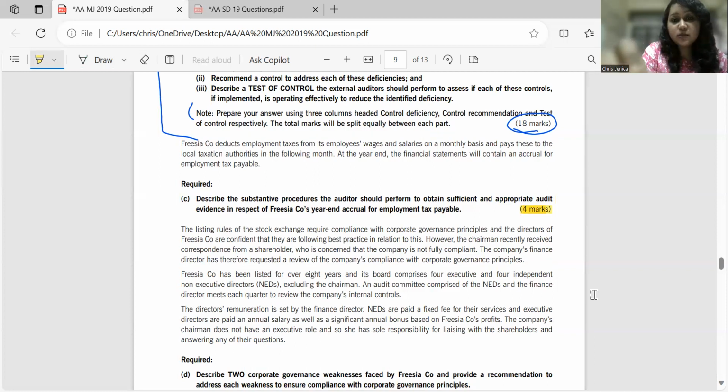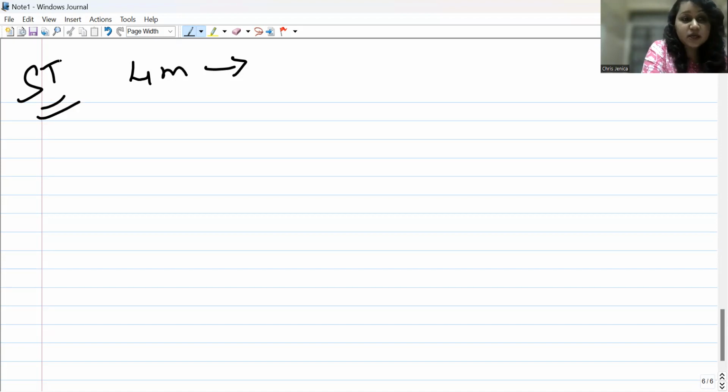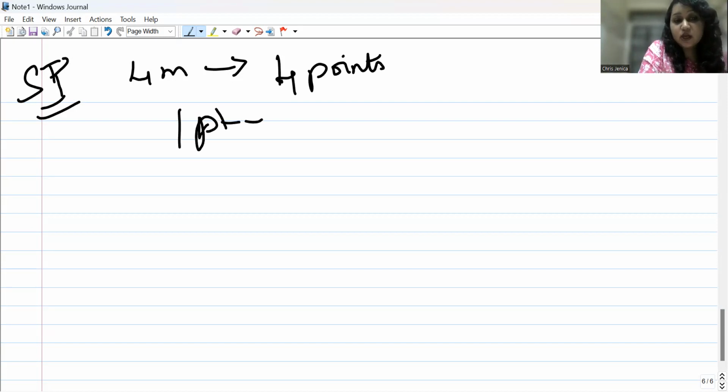So basically your substantive procedures, if it requires you to write for 4 marks, it means I'm telling about the substantive procedures that have to be given. You have to write 4 points, which means 1 point that you give will earn you 1 mark. So it doesn't mean you can just give a small sentence. How your sentence has to be.